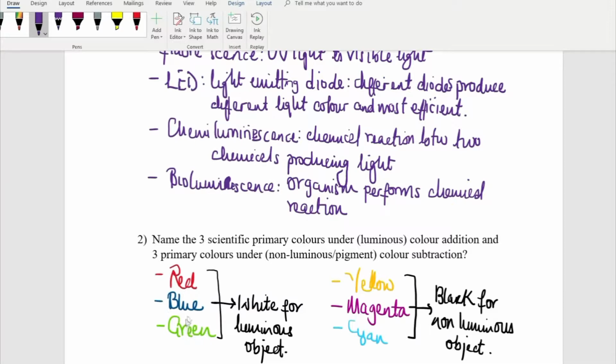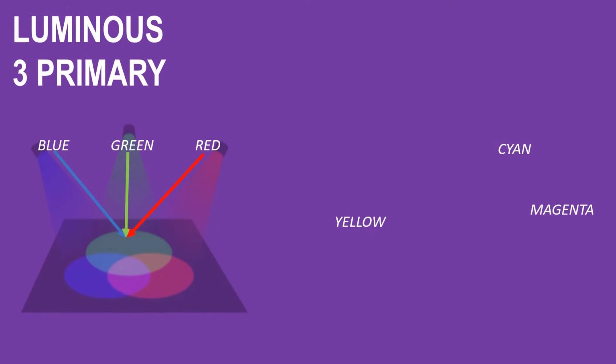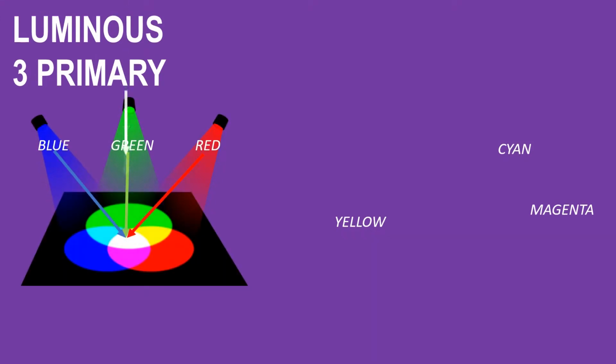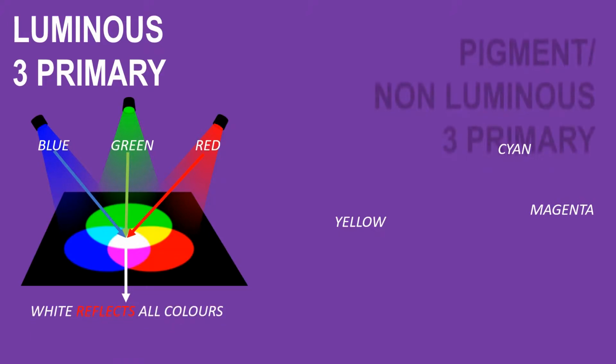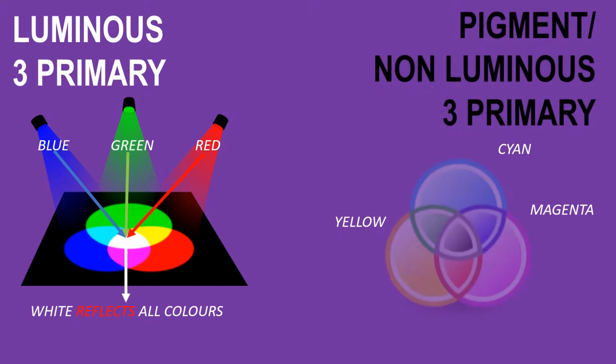Combining all 3 will produce white light in this particular process, and in this case various interesting things happen that result in the combination of red and blue, red and green, blue and green, and so on. All of these are things that happen in luminous objects, which is linked to this particular concept called color addition.